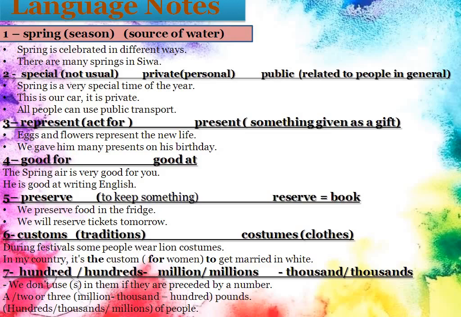So we can use it with the meaning of one of the 4 seasons of the year, or a source of water. Spring is celebrated in different ways. There are many springs in Siwa. Another word. Okay, we have to know the difference between special, private, and public. Special means not usual. Private means personal. Public means related to people in general. Spring is a very special time of the year. This is our car. It's a private car. All people can use public transport.